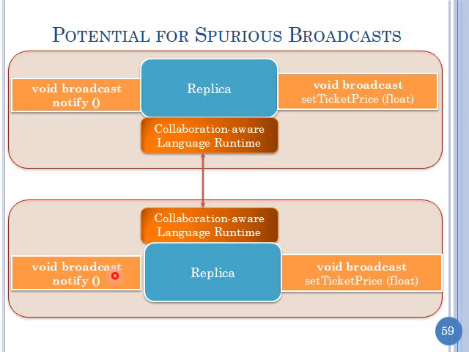So if we call set ticket price on the upper model, then that call will be replicated, and the bottom model will call set ticket price. Those set ticket price calls will call their respective notify calls, and then one of those will be broadcast. So notify will be called twice, and twice on the bottom. Perfect.